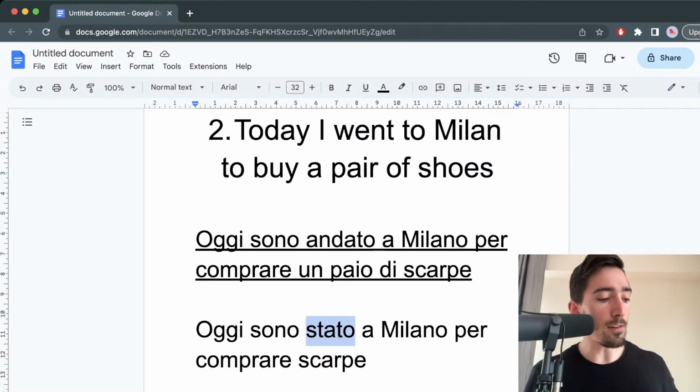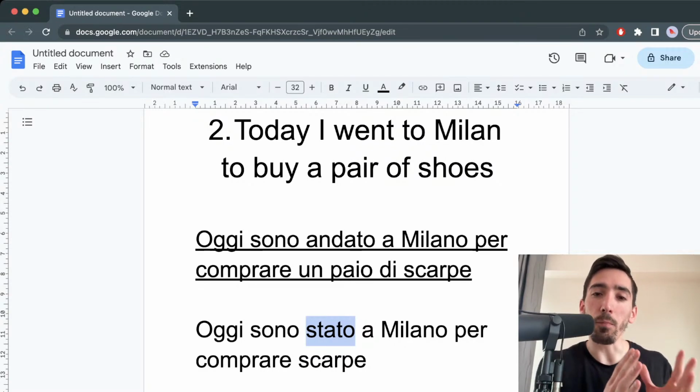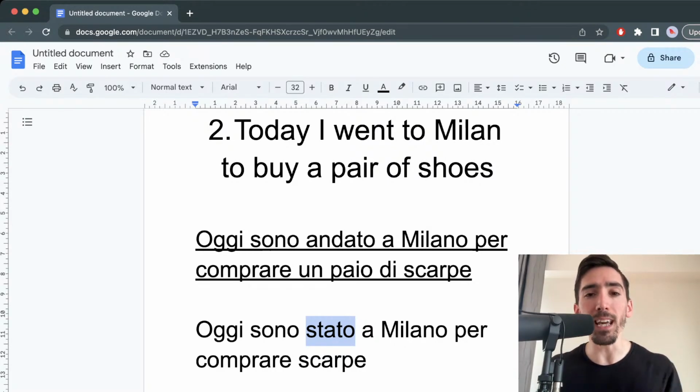So an auxiliary verb is a verb that is also used to help other verbs to form tenses that are complex, such as the present perfect. But that doesn't mean that those verbs cannot be used in their own right. Of course, when we say pizza is tasty, la pizza è buona, we are using the verb to be by itself. So in this case, we're using the verb to be.